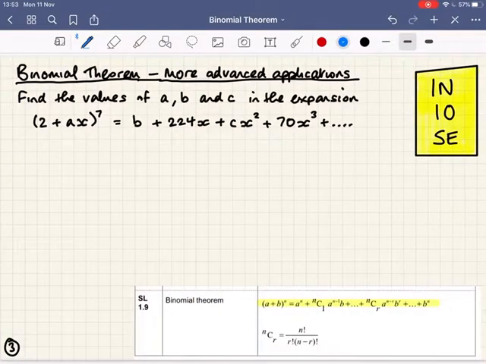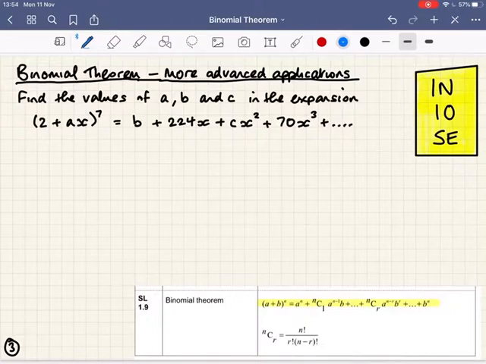We might get a kind of solving question where we have to use what we know about the binomial to find missing values. In this case, we've been asked to find the values of a, b and c in the expansion of (2 + ax)^7 = b + 224x + cx² + 70x³. So we need to look at that and think, what can we find out easily?